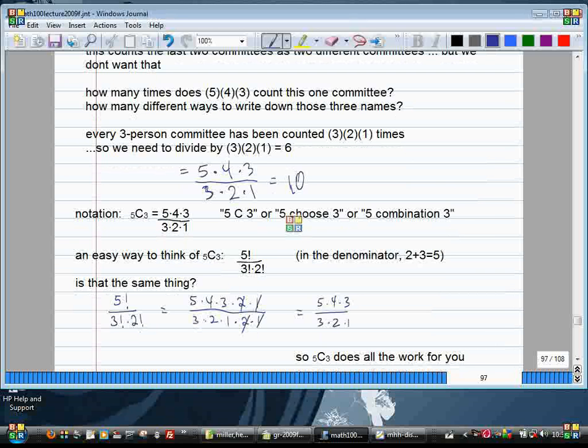So all you really need to remember is when order does matter, I use P. When order does not matter, I use C. I'd like you to remember why, but if not, I guess that's okay.